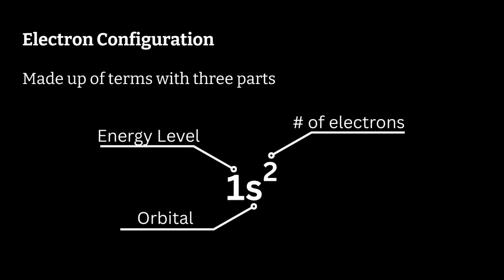Now, breaking this down a little bit more, we have the large number out front, which is going to be the energy level that we are in. The letter will be the orbital. So we have our s, p, d, and f orbital. And then the superscript is going to be the number of electrons in that orbital that we have.